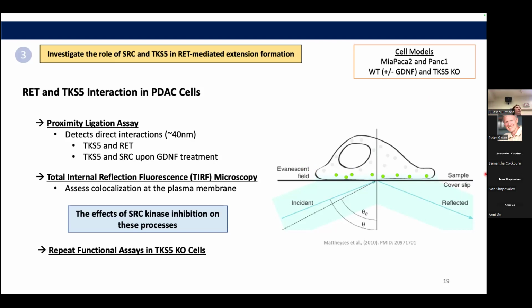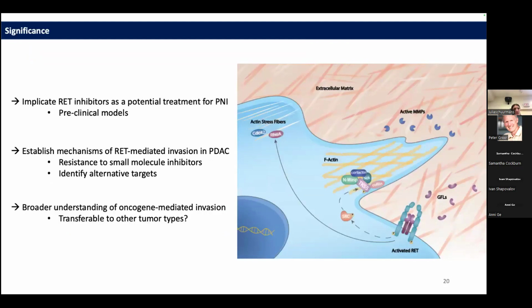Finally, I'd like to repeat the functional assays in the TKS5 knockout cells. I will just use those as another condition alongside the RET knockout ones. We expect to see that knocking out TKS5 will impair invasion in these cells. Whether or not it will do anything with cell polarization and motility, however, we'll have to find out.